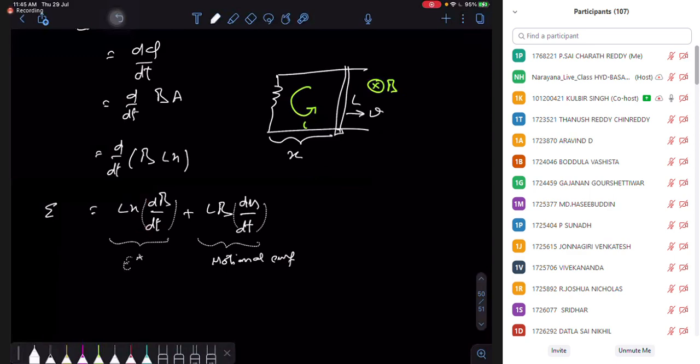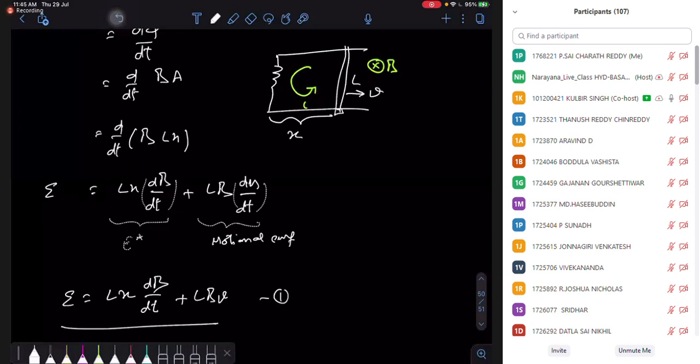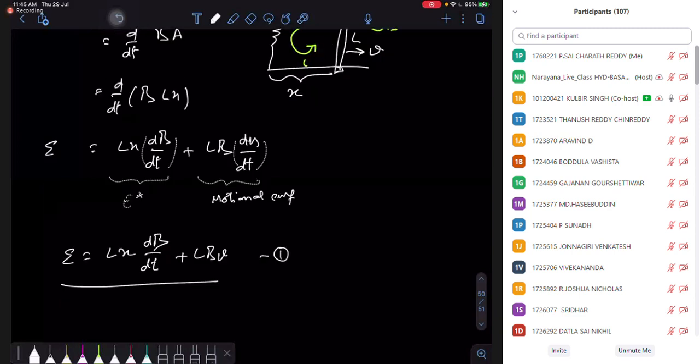So you can get the EMF as Lx. So what is dB by dt? dB by dt is a constant, right? So we can put its value at the end. The dx by dt is the velocity. So that's my EMF, right?